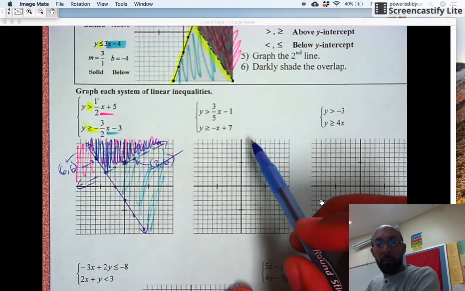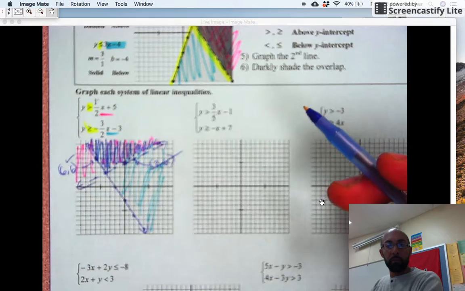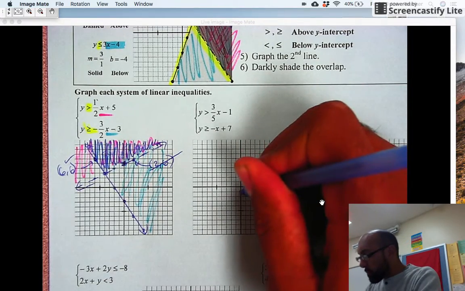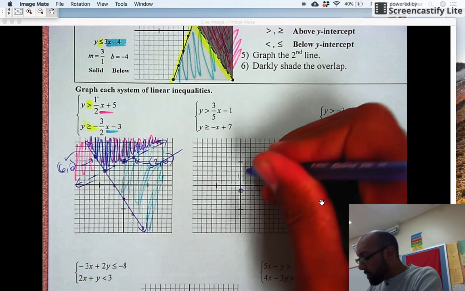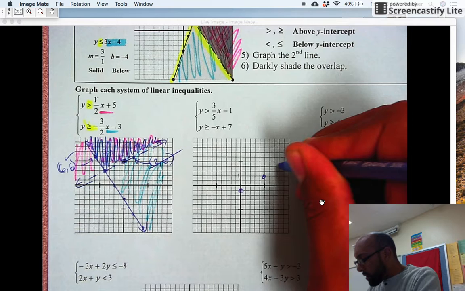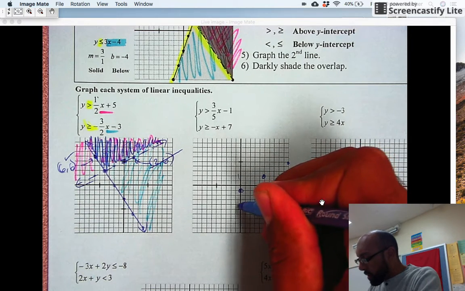Okay, so now let's focus a little bit. We're out of focus. There we go. Okay, so now minus 1. We're going to go up 3, right 5. Up 3, then over 5. Okay, and then the other way, down 3, left 5.